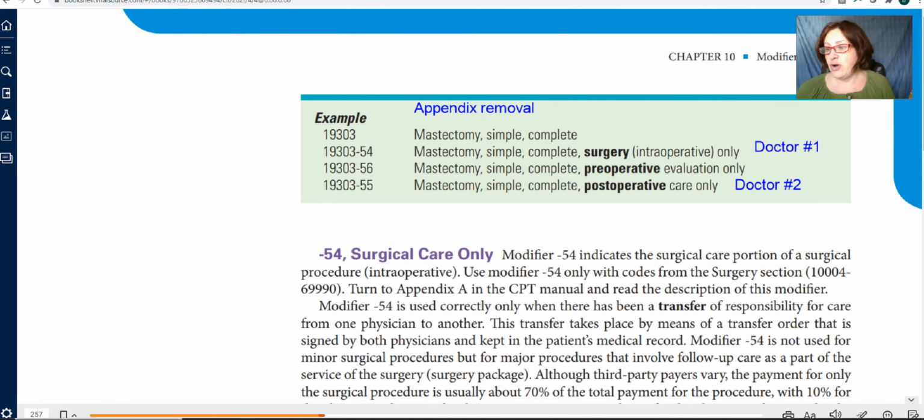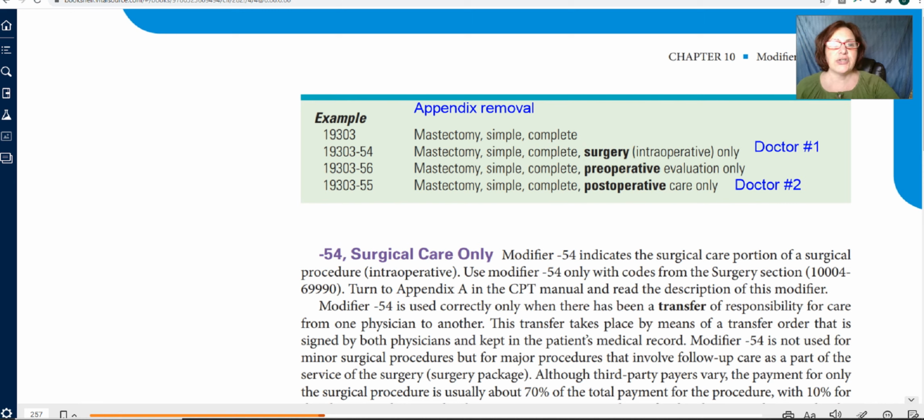And guess what? With your appendix, there was no pre-op evaluation because you didn't know ahead of time that your appendix was about to burst. So there was no pre-op care, and that's common in emergency situations. That's very, very common. So both doctors are going to bill the appendix removal with the correct modifier that tells the insurance company which part of the service they deserve to be paid for.